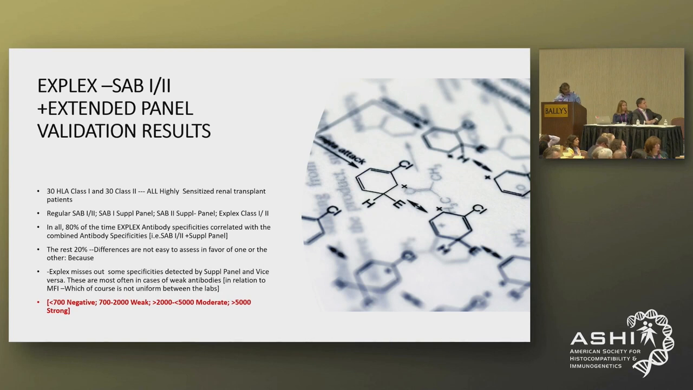I also want to make sure that anything which is more than 2,500 or 3,000 MFI or 5,000 MFI, you don't miss it, whether you do supplemental 1 and 2 separately or mix it together using the XPlux. So basically the XPlux will do the same thing, even compared to the way you were doing SAB1, SAB2, and the supplemental panels.